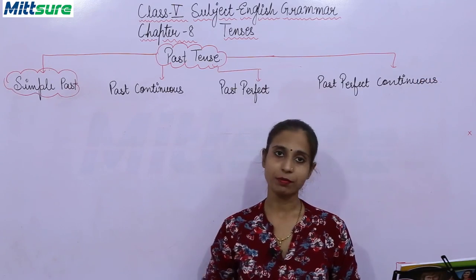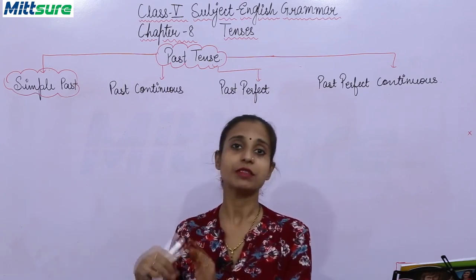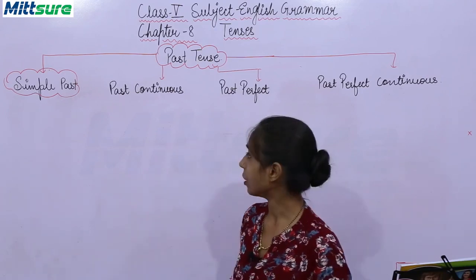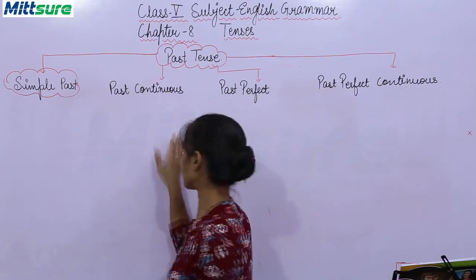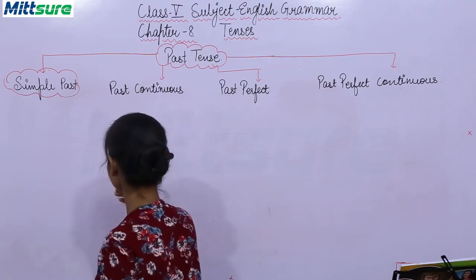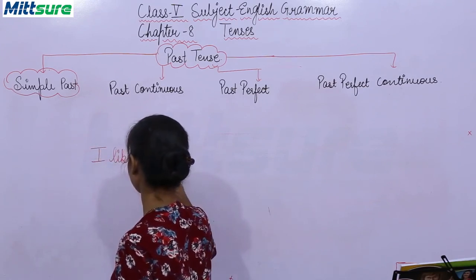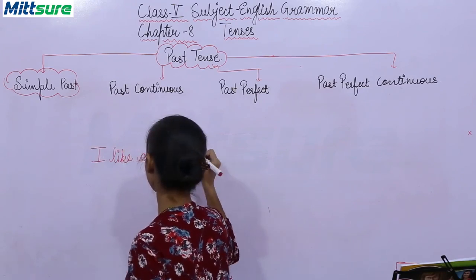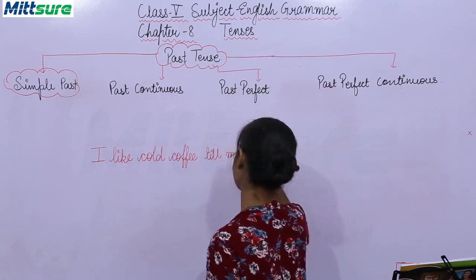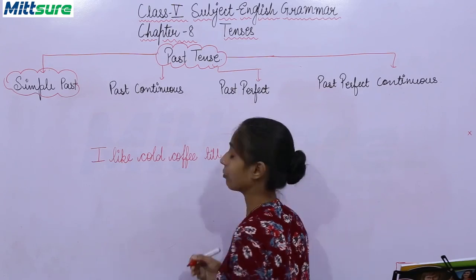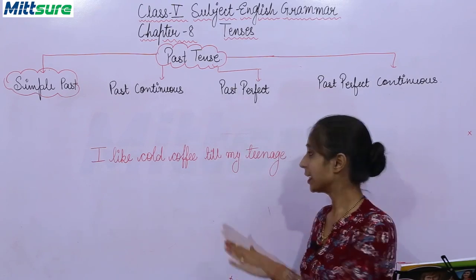Let us talk about first, simple past. Simple past simply tells you the work which has already been done in the past. Simple past also talks about the simple works which are done in the past. For example, if I tell you your likings, I liked cold coffee till my teenage. That means after teenage, I like something else now.